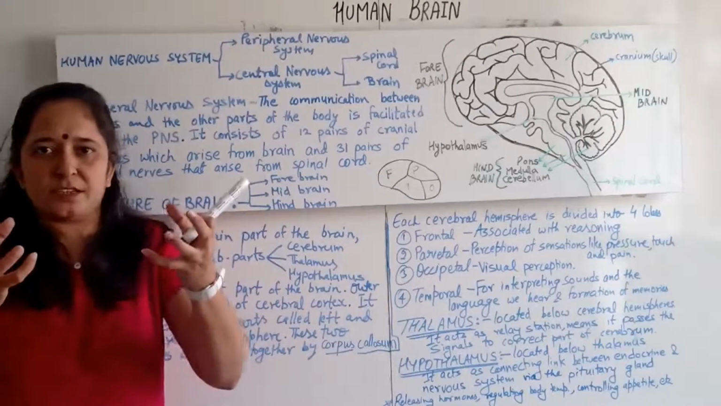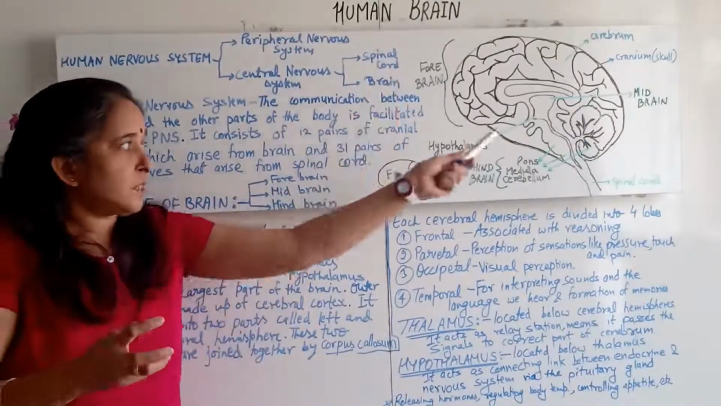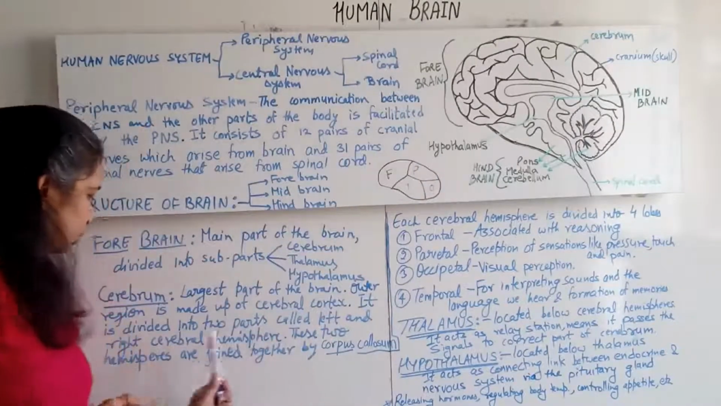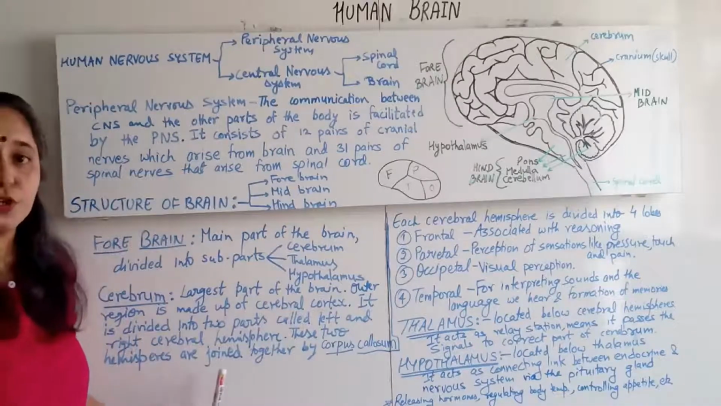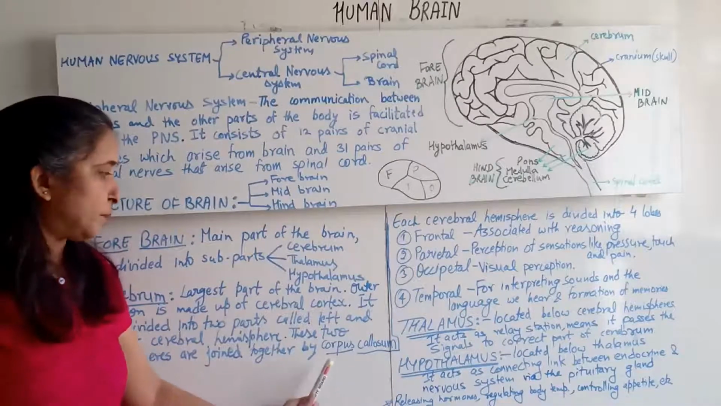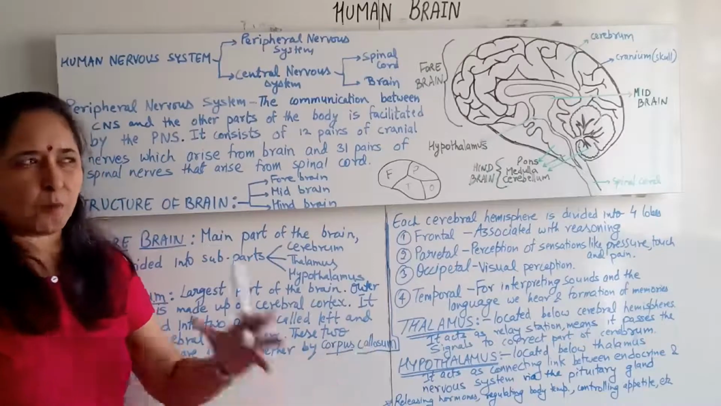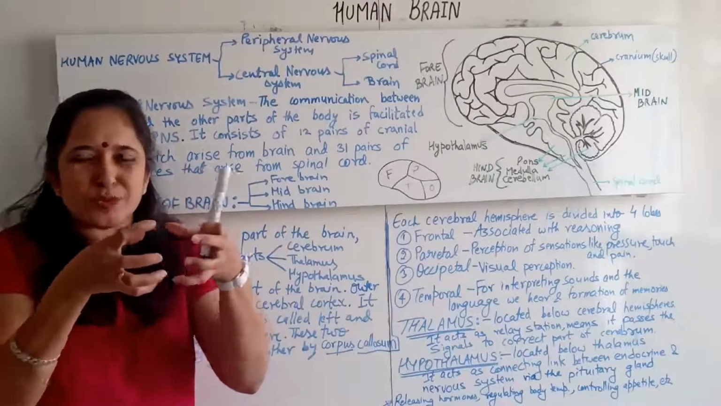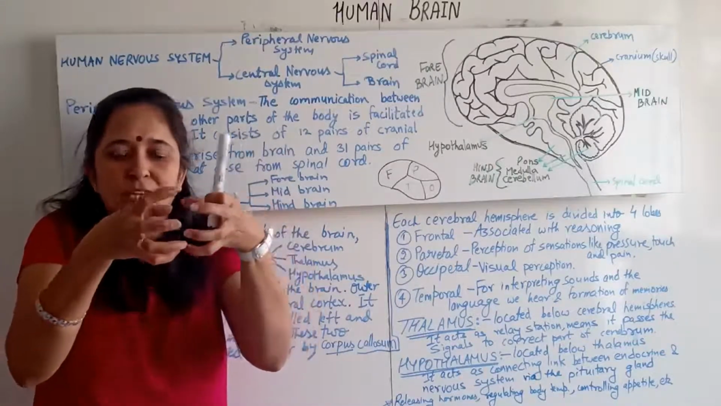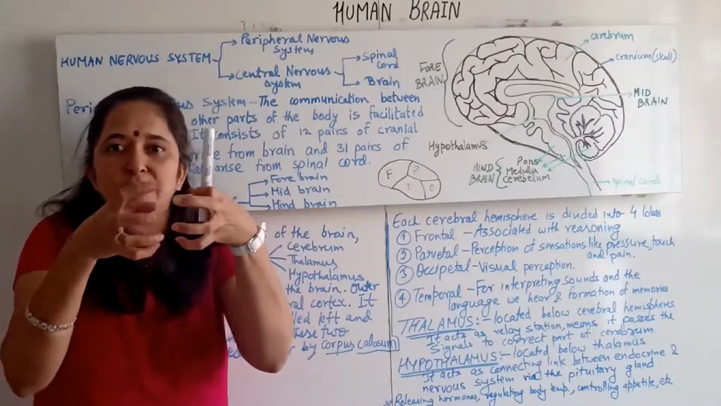Two hemispheres are there, of the cerebrum. Okay, and these two hemispheres are joined together by the corpus callosum. A mass of fibres is there in between, so they help in joining the left and the right hemisphere.